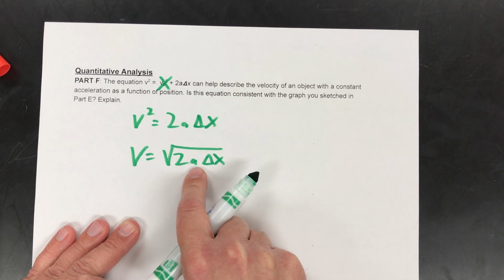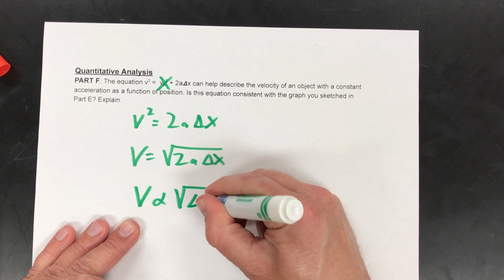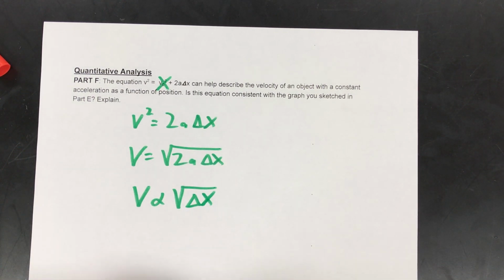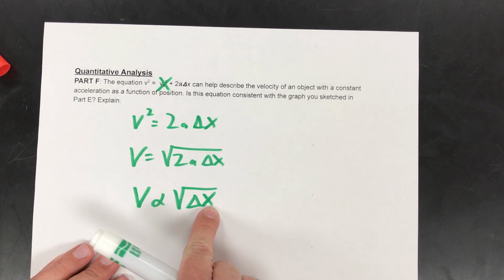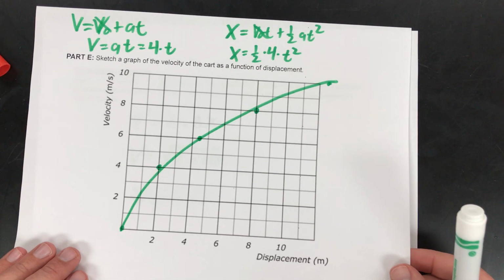The 2 is obviously a constant, the a is a constant, so we can write this: the velocity is proportional to the square root of the change in displacement. In other words, a velocity versus position graph should look like a square root function, which it does there.